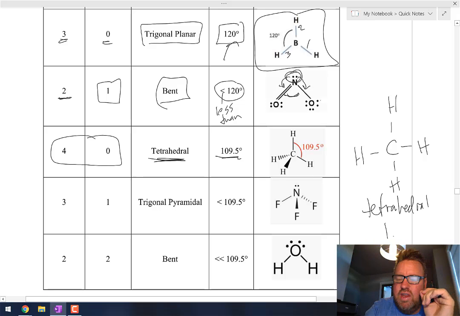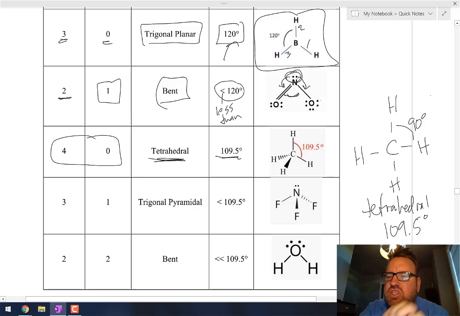Okay, and then if somebody says, what's the bond angle? I would say 109.5. Okay, now be careful here. Because, well, wait a minute, no, look right there, Johnson. It's 90 degrees, I can see it. That's just the way that I drew it, okay?